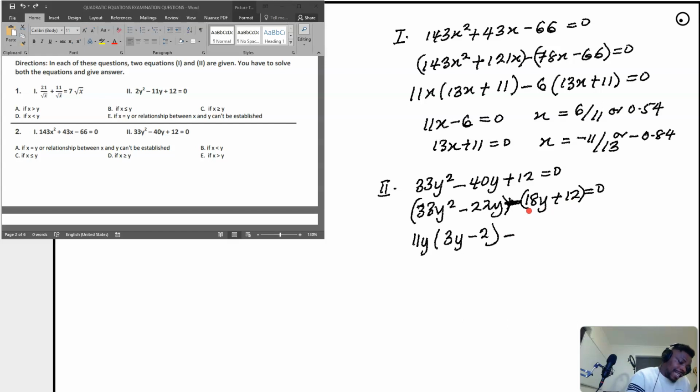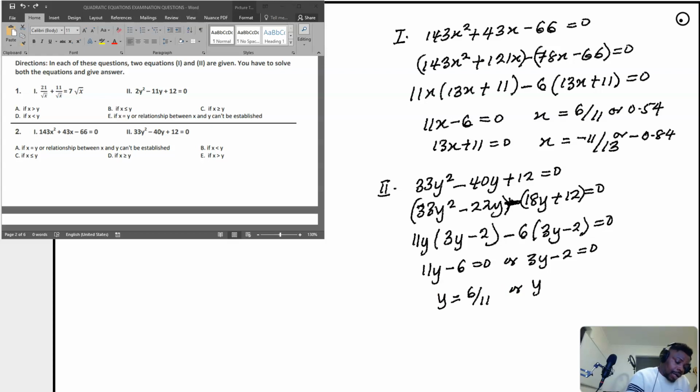What can go here is 6, right? 6, that is 3y minus 2 is equals to 0. So 11y minus 6 equals to 0, or 3y minus 2 is equals to 0. So y is equals to 6 over 11, or y is equals to 2 over 3.